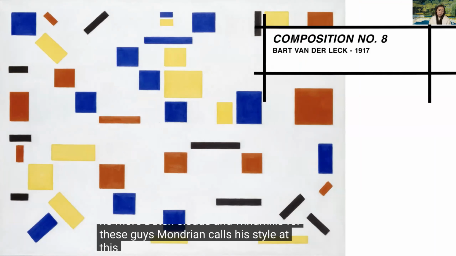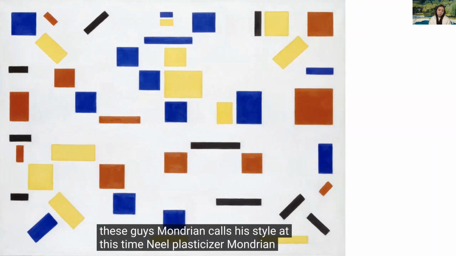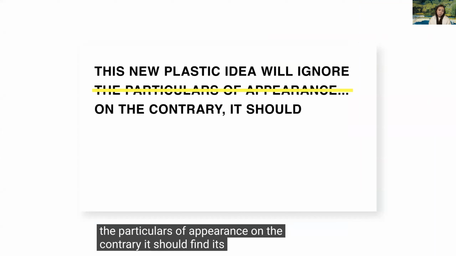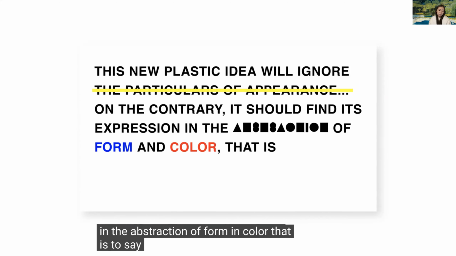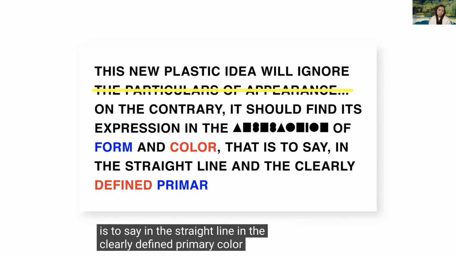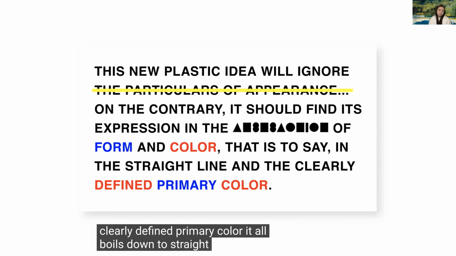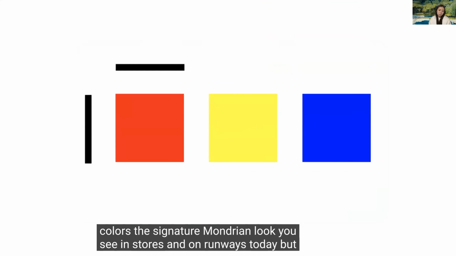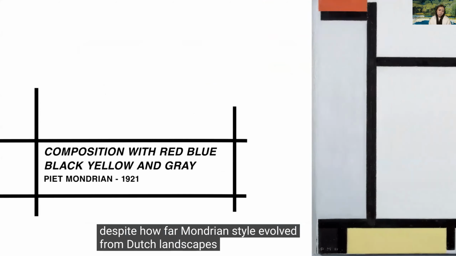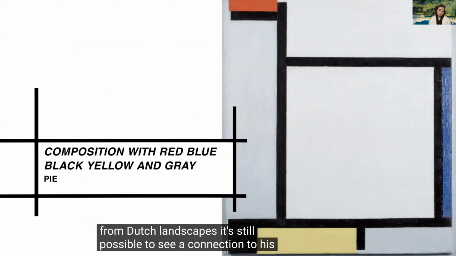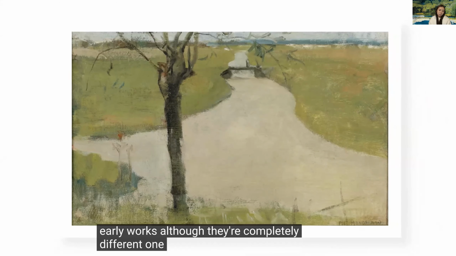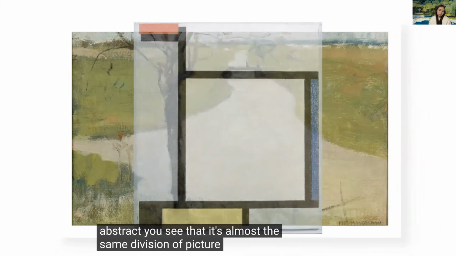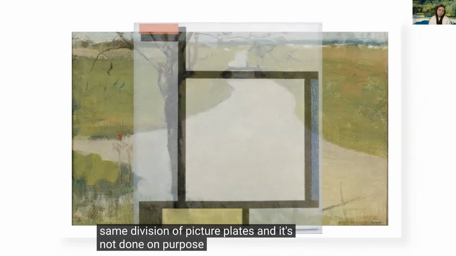Mondrian calls his style at this time neoplasticism. Mondrian writes, "This new plastic idea will ignore the particulars of appearance. On the contrary, it should find its expression in the abstraction of form and color, that is to say, in the straight line and the clearly defined primary color." It all boils down to straight lines and primary colors, the signature Mondrian look you see in stores and on runways today. But despite how far Mondrian's style evolved from Dutch landscapes, it's still possible to see a connection to his early works. Although they're completely different, one is figurative, the other is abstract, you see that it's almost the same division of picture planes. And that's not done on purpose, it's done by intuition.